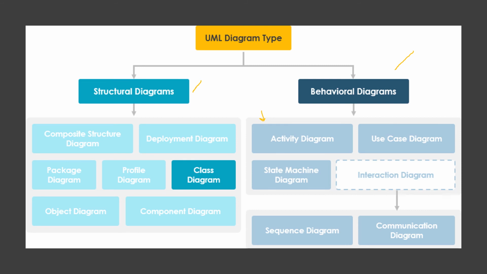Interaction diagrams are further divided into 2 to 4 types. Timing diagrams are also included there, but they are not used everywhere conventionally. So I have just mentioned the communication diagram and sequence diagram.